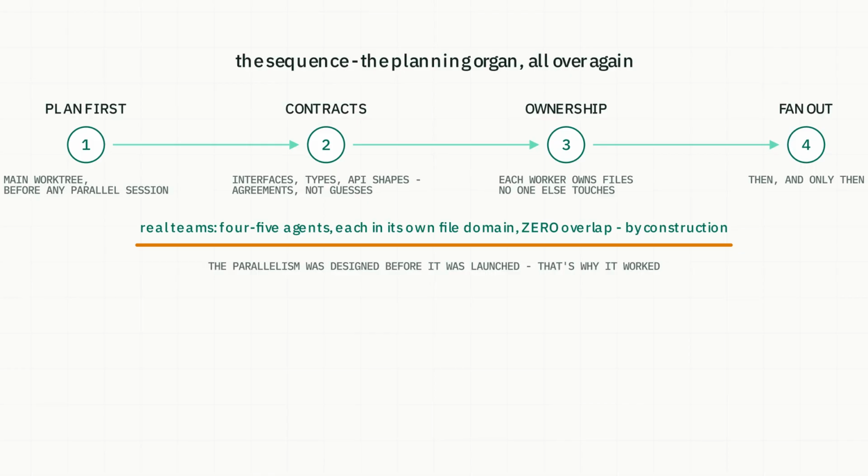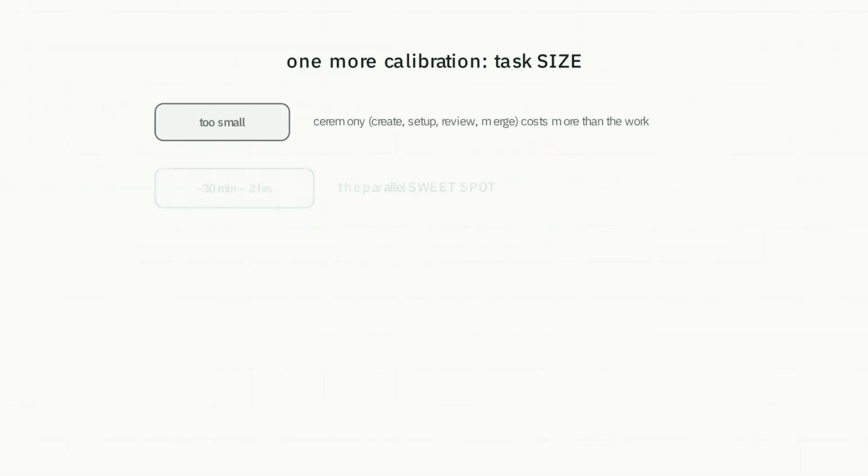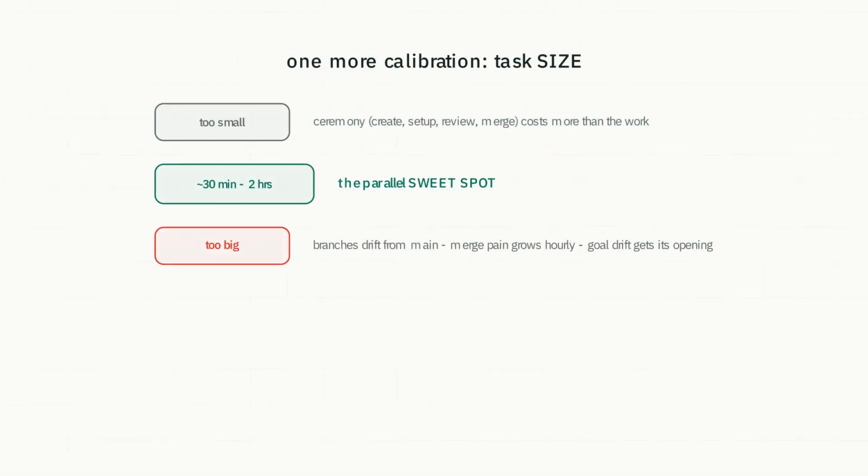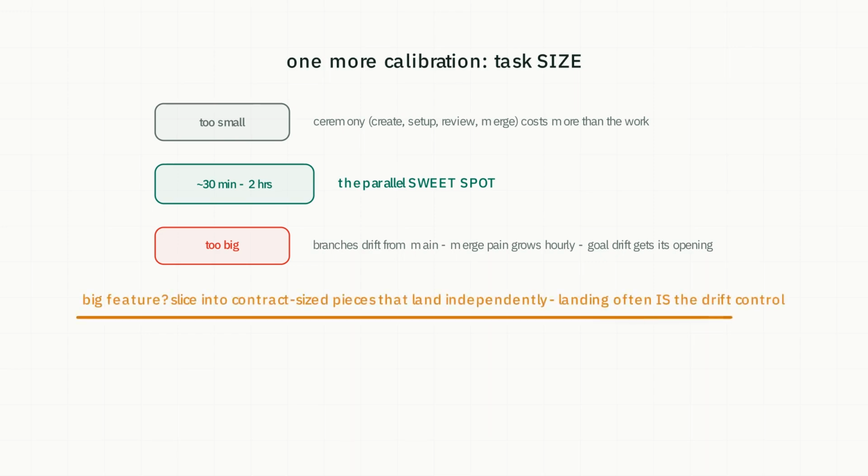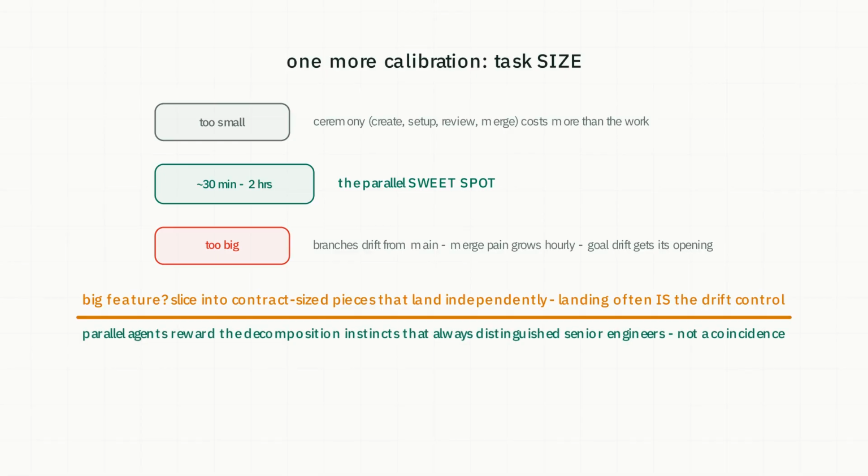That's why it worked. One more calibration, task size. The parallel sweet spot is tasks an agent finishes in roughly half an hour to a couple of hours. Smaller than that, and the worktree ceremony, create, setup, review, merge, costs more than the work. Larger, and long-running branches drift from main, merge pain grows with every passing hour, and the goal drift failure mode from the anatomy video gets its opening. Big feature? Slice it into contract-sized pieces that land independently, and let landing often be the drift control. Parallel agents reward the same decomposition instincts that always distinguished senior engineers.